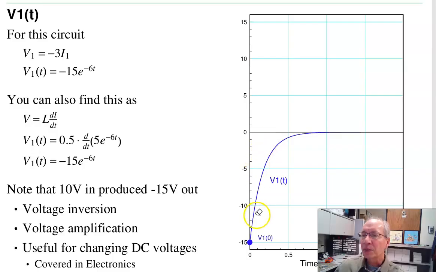I have voltage amplification. I've got 10 volts in, gives you 15 volts out. I have voltage inversion. Plus 10 volts in gives me minus 15 volts out. So this is used in electronics. If I want to amplify a voltage with a DC to DC amplifier, this is one way to do it. If I want to do inversion, convert plus 10 volts to minus 10 volts, here's a way to do it. And you'll cover that more when you take electronics.